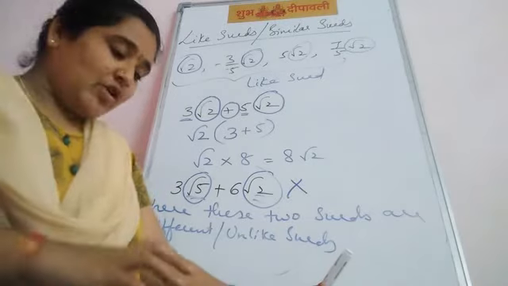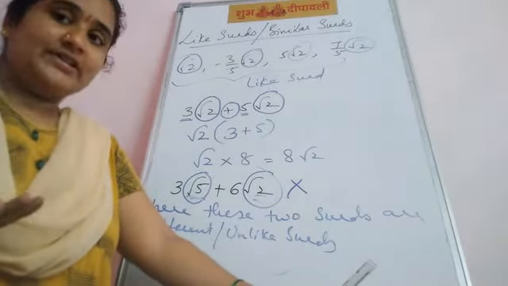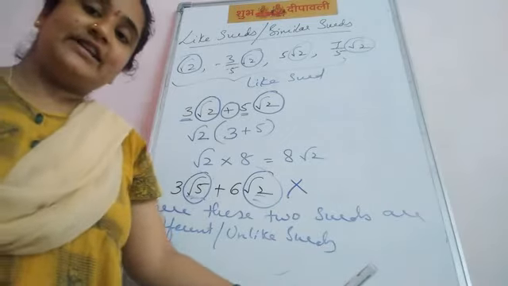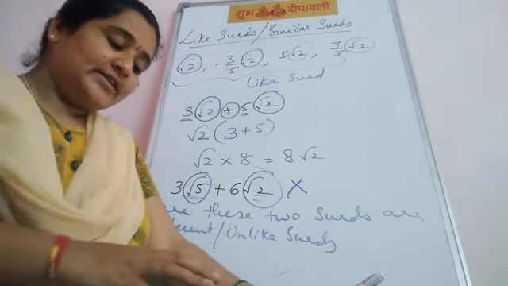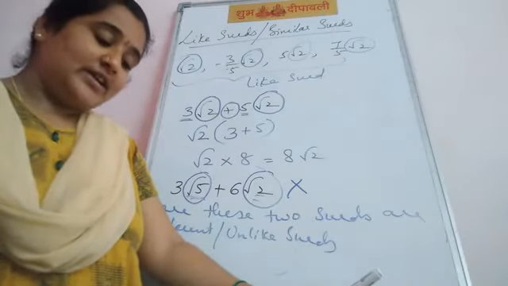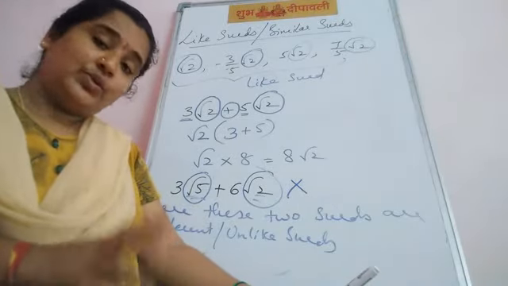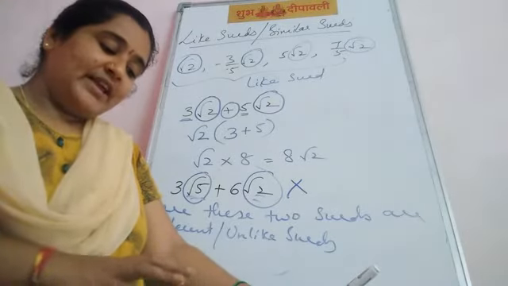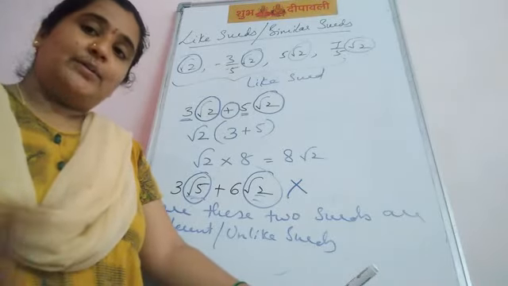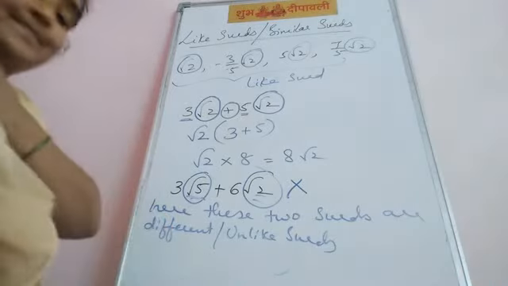And on page number 28, operation of surds. There are 4 operations: addition, subtraction, multiplication and division. Directly we will see in practice set 2.3. And one more thing, he is explaining the rationalization of a surd. Rationalization of a surd means what? If the product of 2 surds is a rational number, each surd is called a rationalizing factor of the other surd.